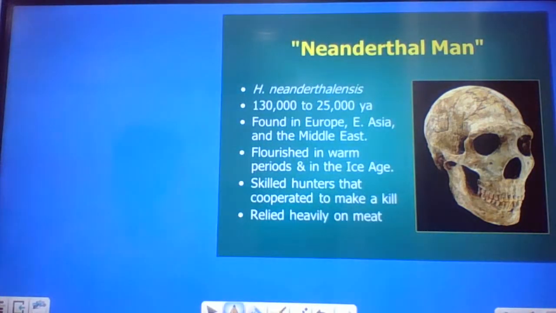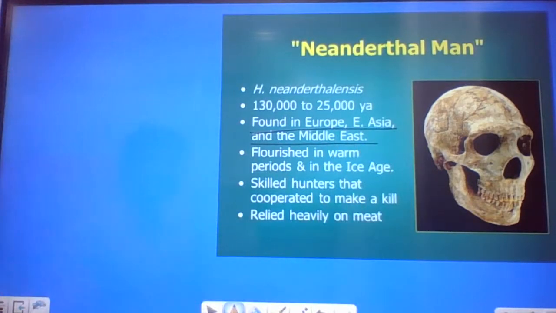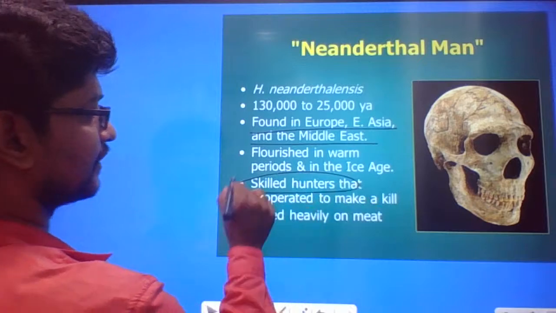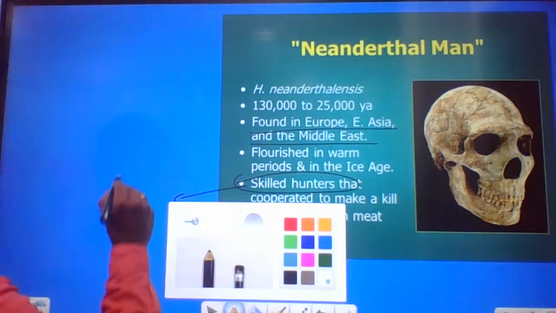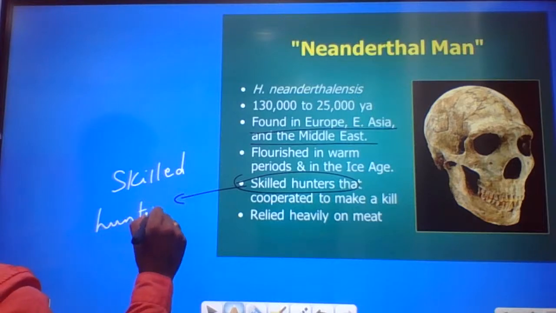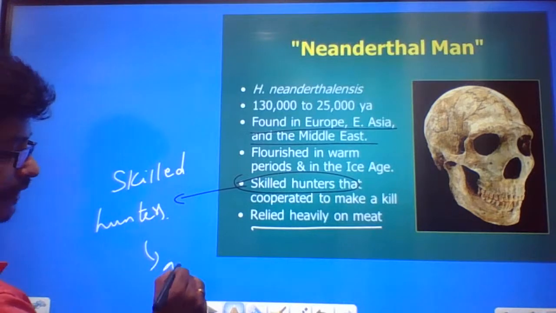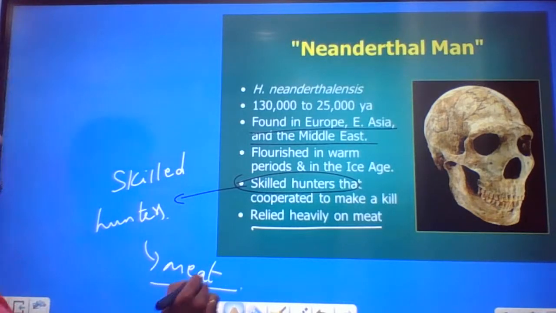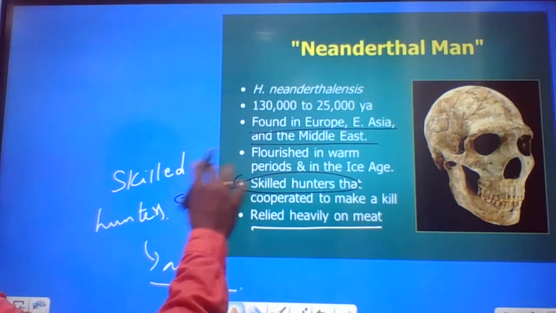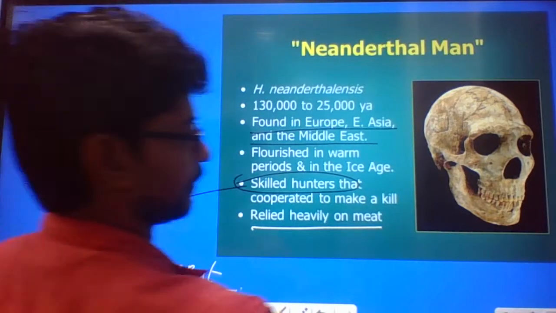So Australopithecus. Then I check with the Neanderthal man. The Neanderthal man was found in Europe, East Asia, and the Middle East, and they were usually skilled hunters. They relied heavily on meat. Actually, they started consuming meat also. This was about 130,000 to 25,000 years back, and they flourished in the warm periods and in the ice age. In the ice age also, we see this species, the Neanderthal man, flourishing.